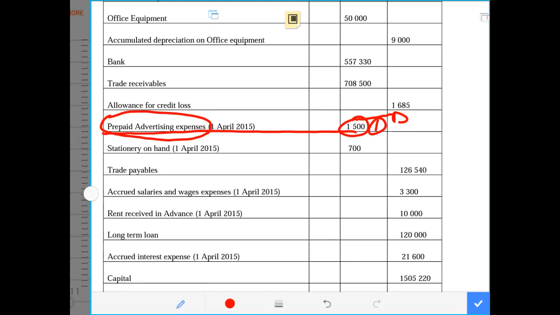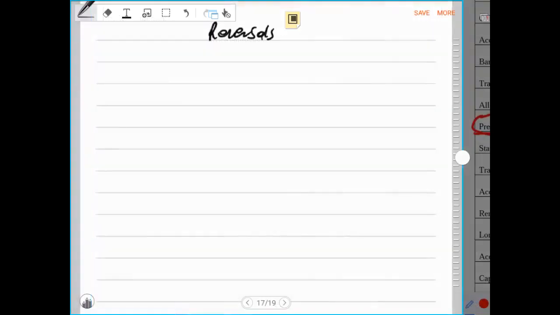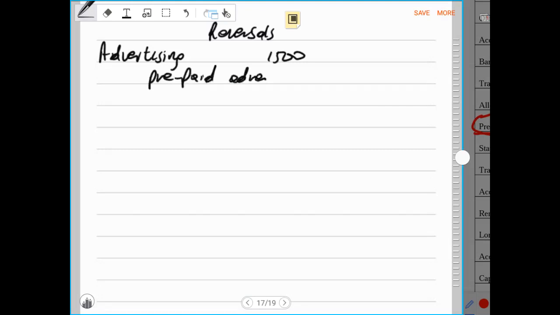However, the minute it is no longer prepaid, we have to cancel the asset, and to cancel the asset, we have to credit the asset. That is why we have to debit our advertising expense by 1,500 rands. Then we credit our prepaid advertising by an amount of 1,500.